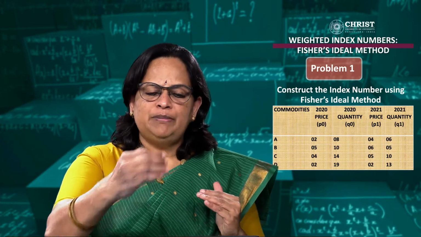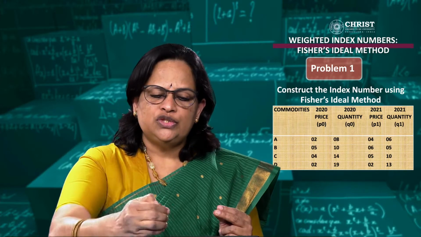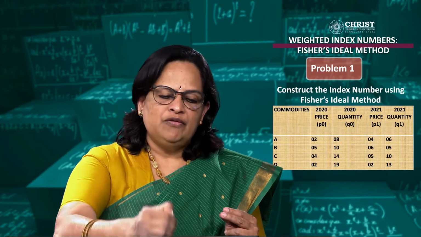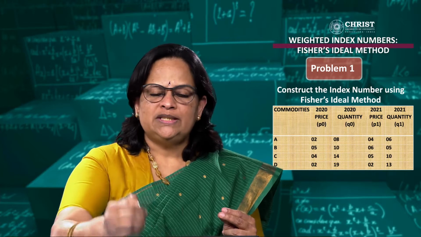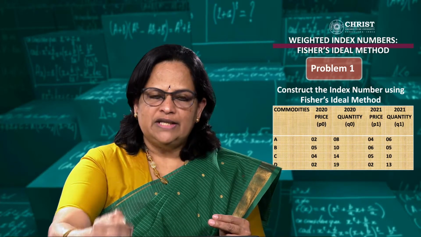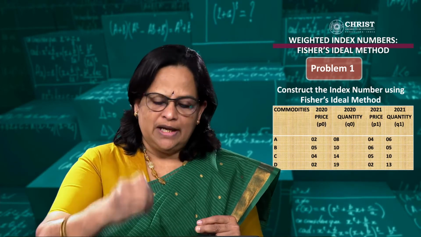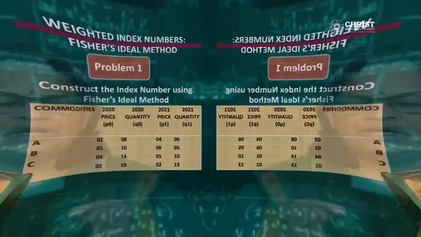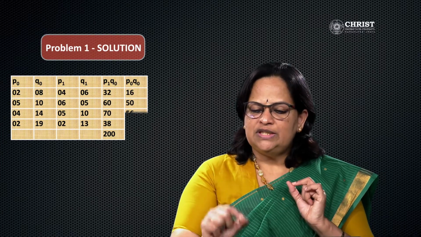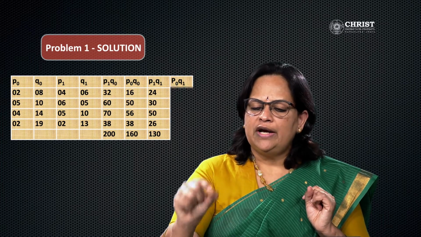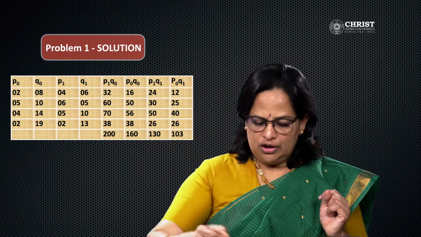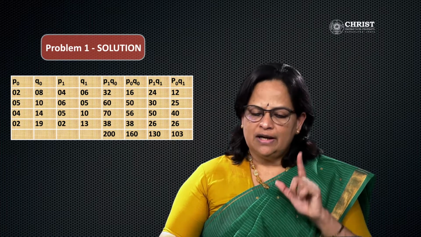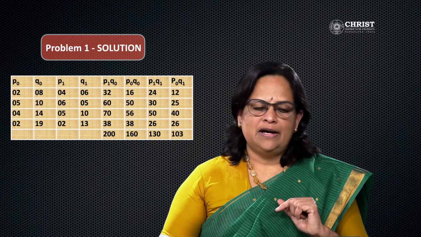I have explained P0 is the base year price, Q0 is the base year quantity, P1 is the current year price, Q1 is the current year quantity. In our case, the base year is 2020 and the current year is 2021. Now we have to put the values in this table, that is P0, Q0, P1 and Q1. Then we multiply these values: P1 Q0, P0 Q0, P1 Q1 and P0 Q1. Take the total of these values, that is 200, 160, 130 and 103.